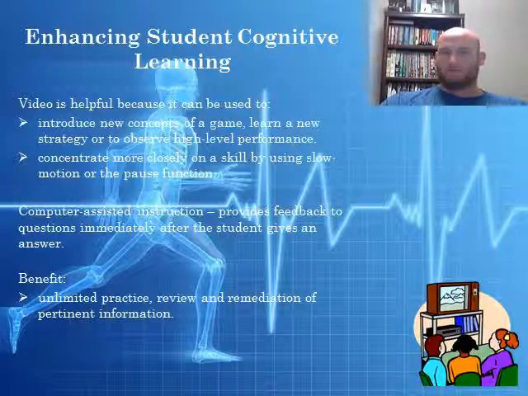Video is helpful because it introduces new concepts of a game, teaches a new strategy, or lets students observe high-level performance. It also can concentrate more closely on a skill by using slow motion with a pause function. Computer-assisted instruction provides feedback to questions immediately after the student gives an answer. The benefit of this is unlimited practice, review, and remediation of pertinent information.